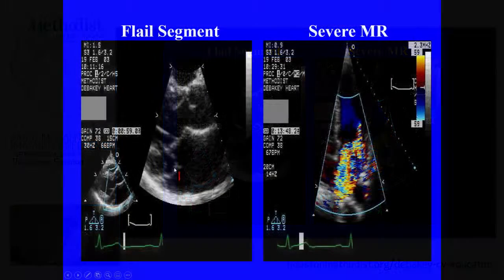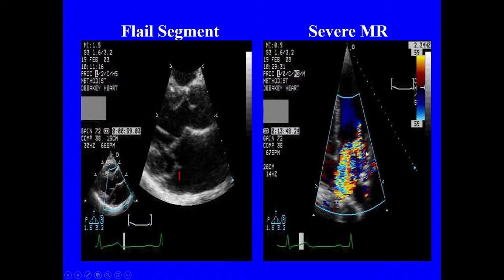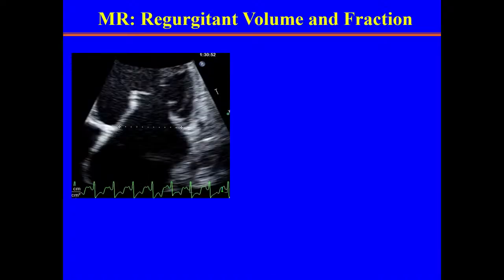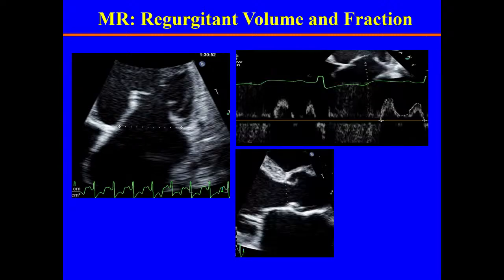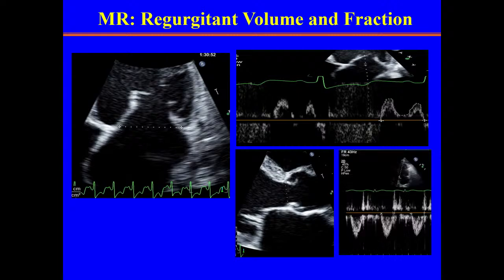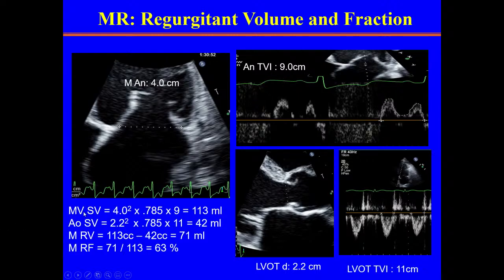Here is an example from a patient with a flail segment, a lot of color here, filling the atrium, so it's not an inconsequential lesion. Let's see how we go about quantifying that. So we get the mitral annulus diameter, we get the mitral annulus flow, we get the LV outflow tract diameter, and we get the time velocity integral through the LV outflow tract. And then we say, these are the numbers. So there is the flow through the mitral valve, 113 milliliters.